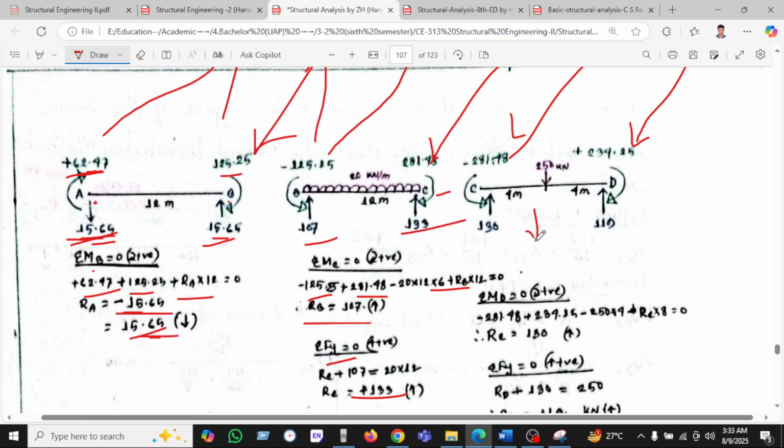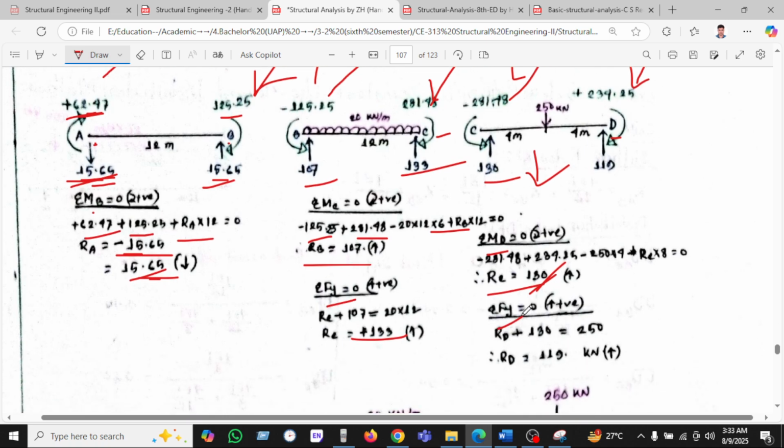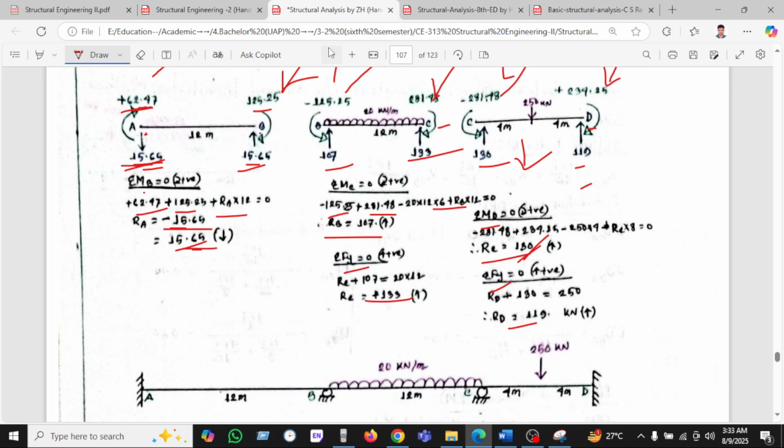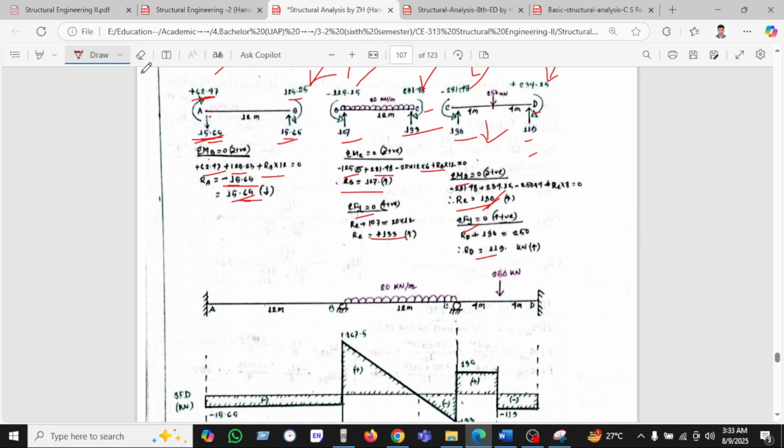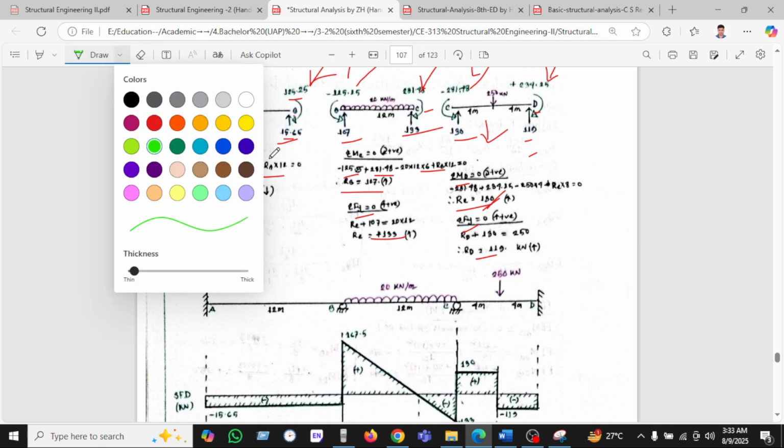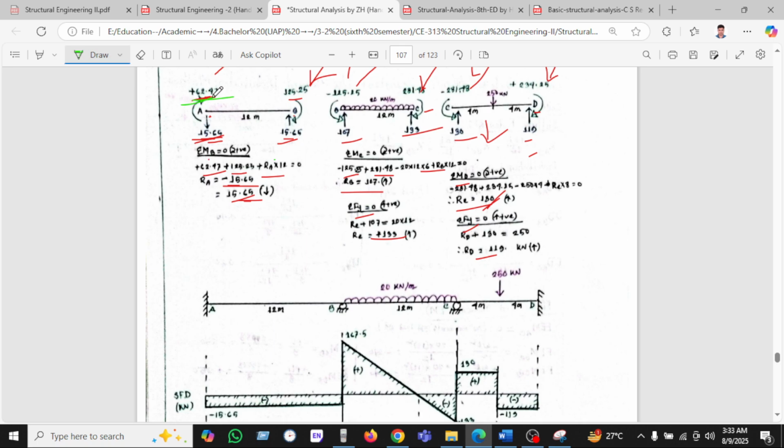So from this figure we have seen, taking the moment at D, calculating, and found RC equal to 130 upward, and Fy found 139. So after getting these values, we can draw that quickly.